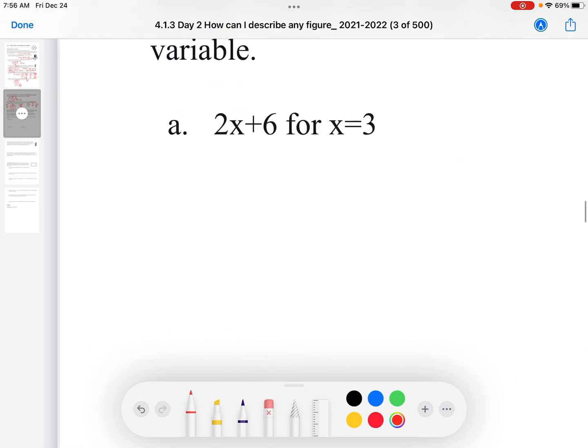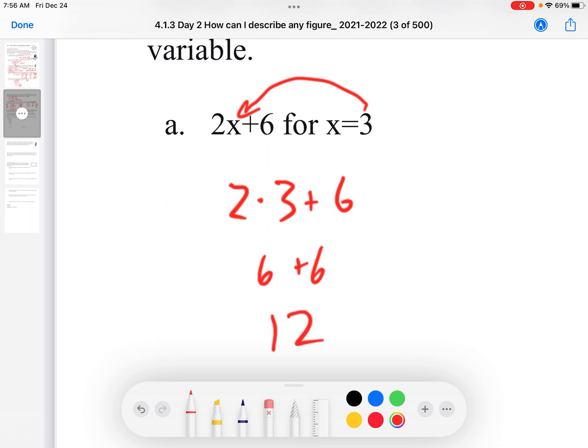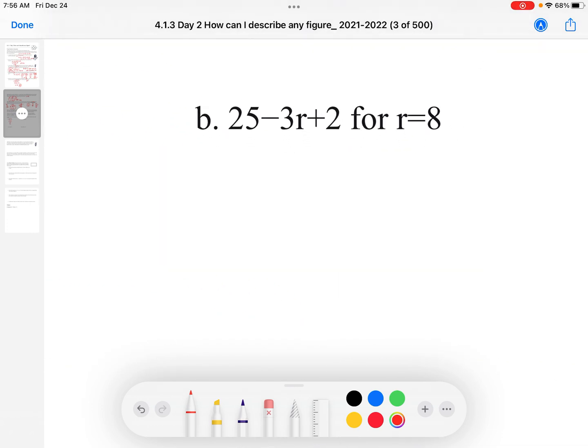All right, let's just do it. 2 times 3. Whoa, what happened? 3 plus 6, right? Because x equals 3. 6 plus 6 is 12. Try these on your own, so that you're kind of doing this on your own, but your answer in this case should be 3. Try on your own.